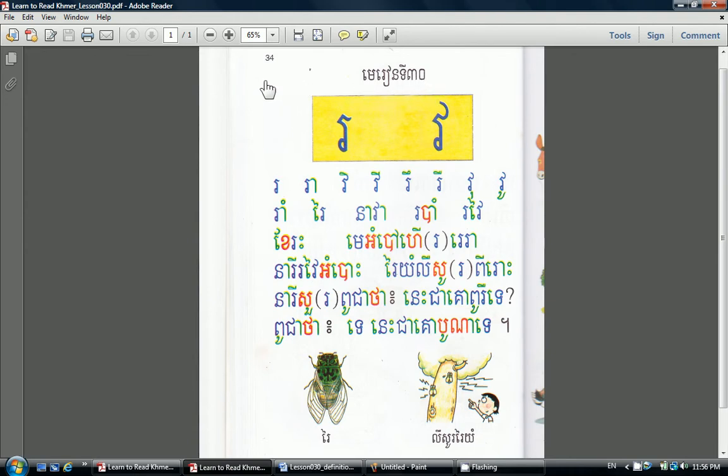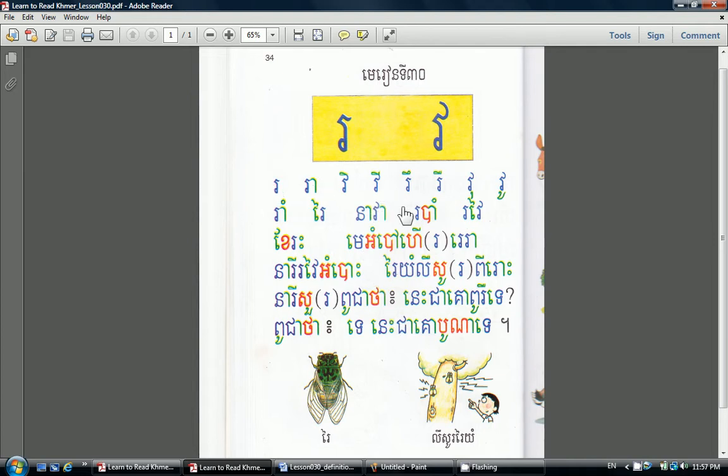It's on page 34. In this lesson we are learning the next sets of the second series consonants. They are consonant ror and vowel, and we are learning to combine these consonants with the vowels. Please note the red colored consonant here. They are the first series consonants that we have learned through lesson 23.